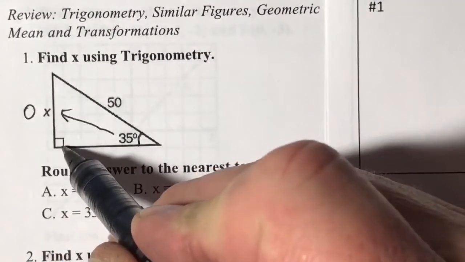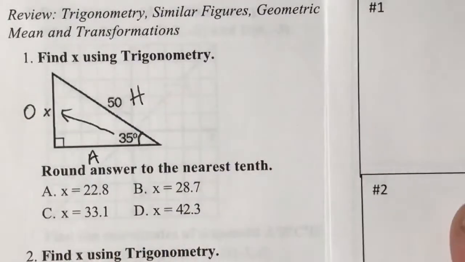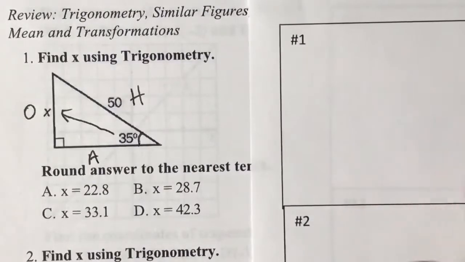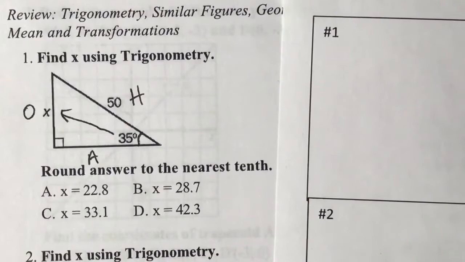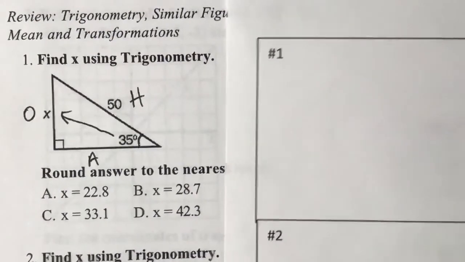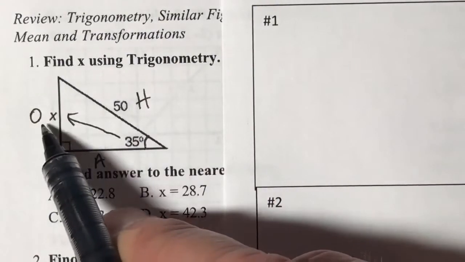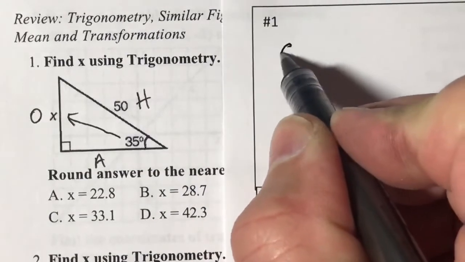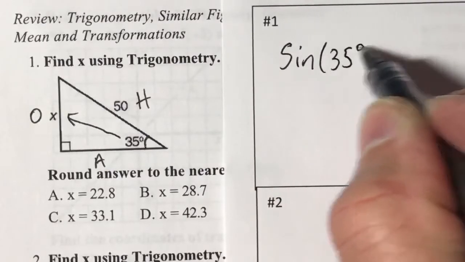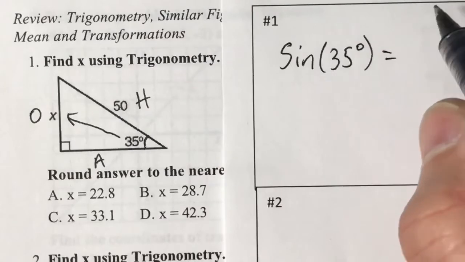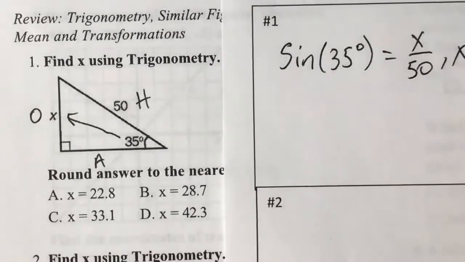Okay, here's the 90. So this is H, and this is A. All right, now over here on this paper, this is what I want you to start writing. You're going to use O and H, that's sine. So I want you to write sine 35 degrees is equal to x over 50, comma x.